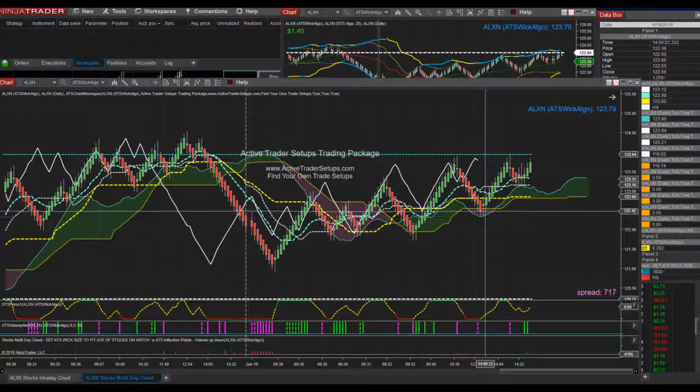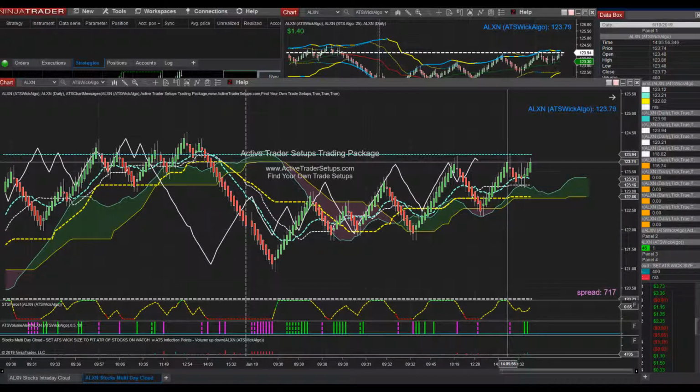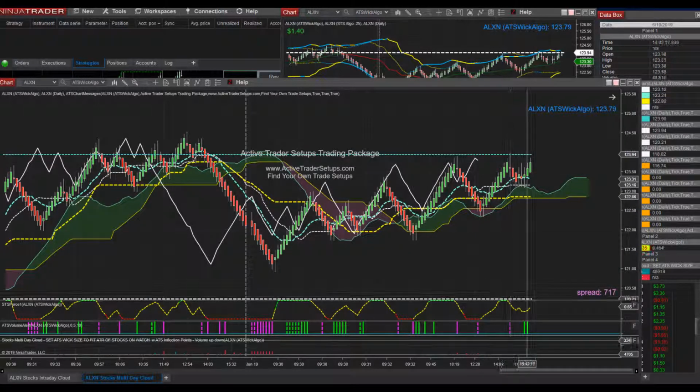I made this trade. I've got the cloud already making this shape over here. It's a positive cloud. I get a pullback. I hold the cloud like it's supposed to. I get my reversal bar and come in right here, 122.83. Run up here about $1, and it gives a reversal, and I'm out. Now, again, the blue line was not there.